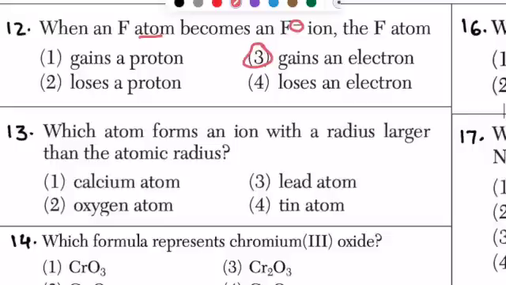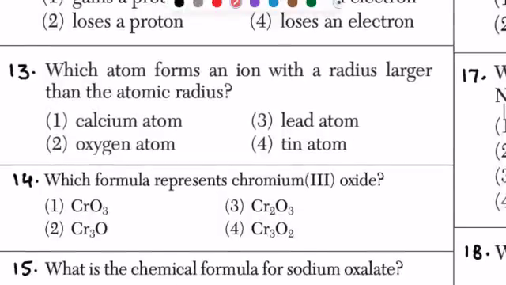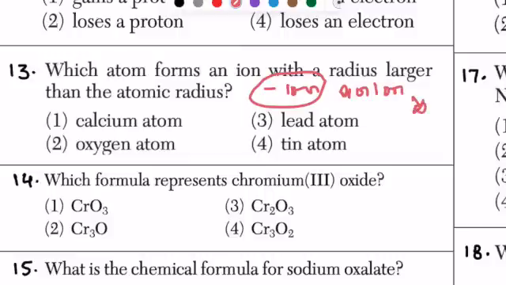Which atom forms an ion whose radius is larger than the atomic radius? The radius of an ion is larger than the atomic radius whenever we form a negative ion or an anion. So we are looking for something that is going to make an anion, which is normally nonmetals. If you look for a nonmetal in your options, that is going to be oxygen.